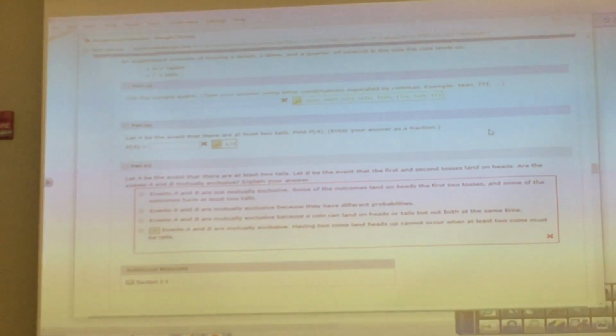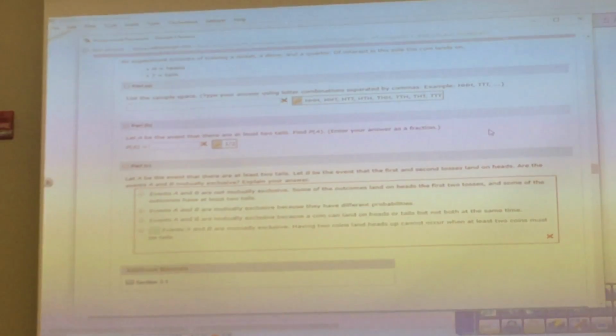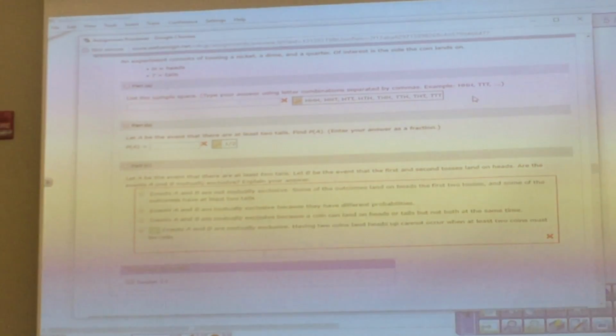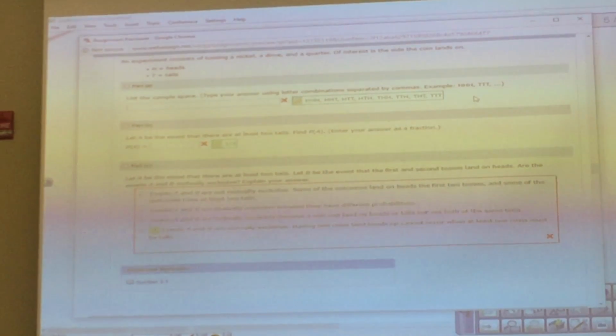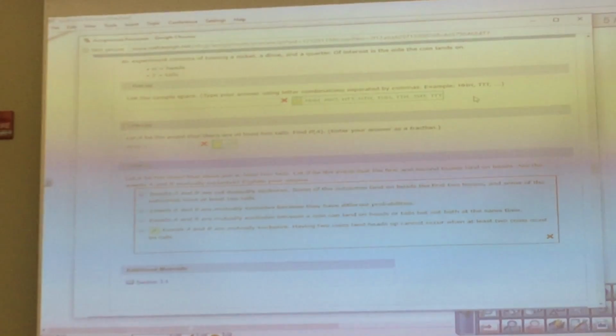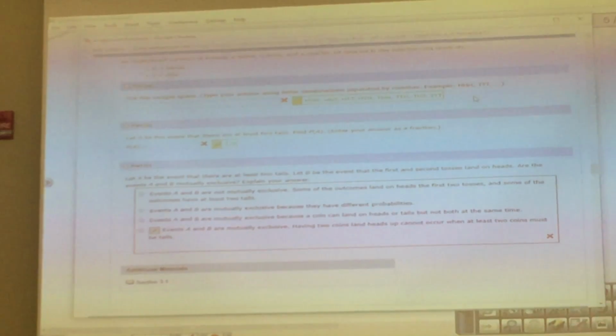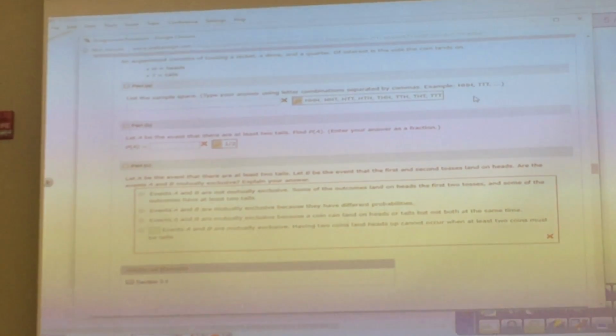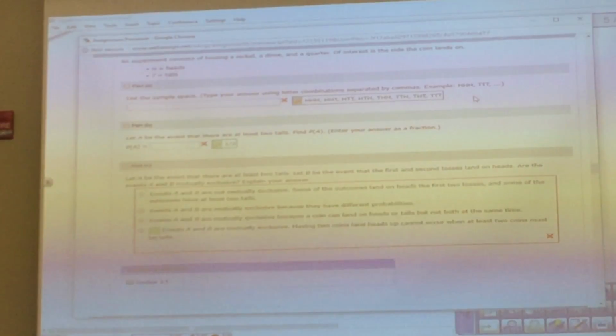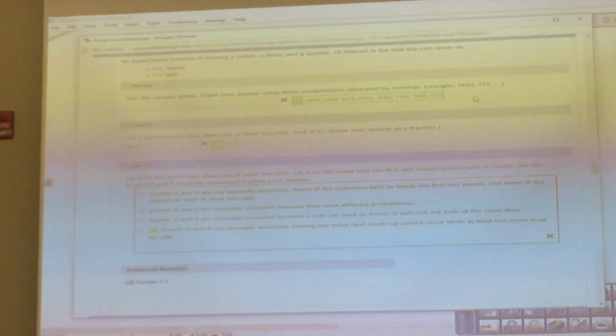What would be the probabilities that I would get if I flipped 1 coin? What would be the probability that I get a head and a tail? If I flipped 1 coin, what's the probability that I'd get a head and a tail? 0, because they are mutually exclusive outcomes.